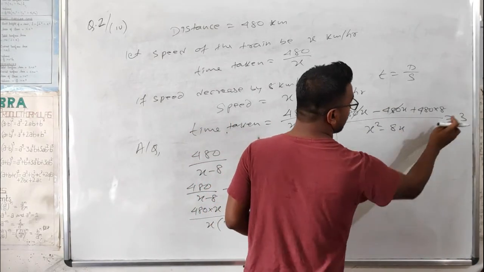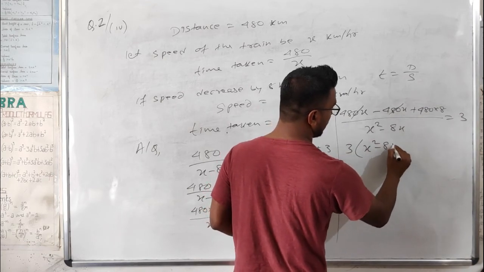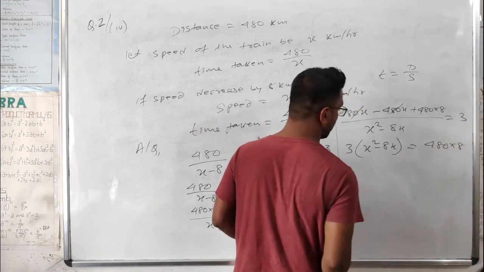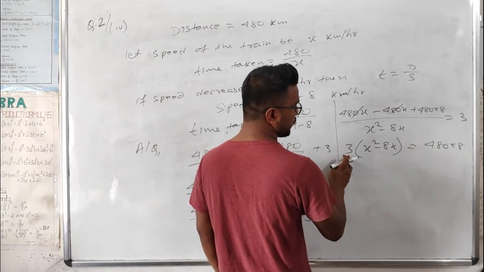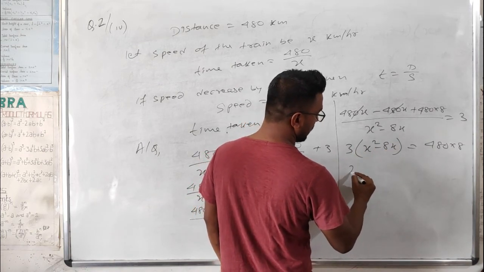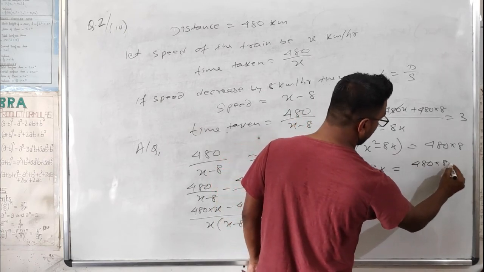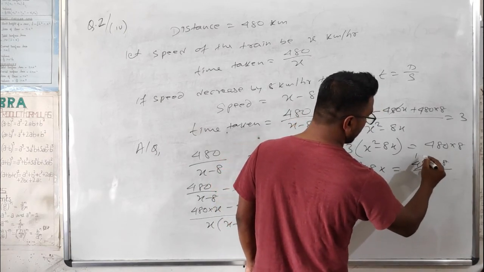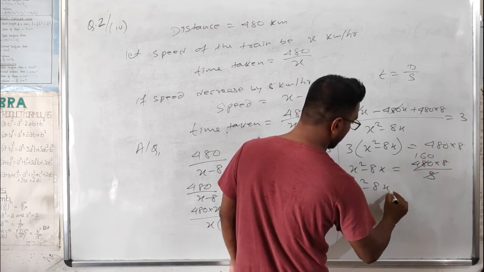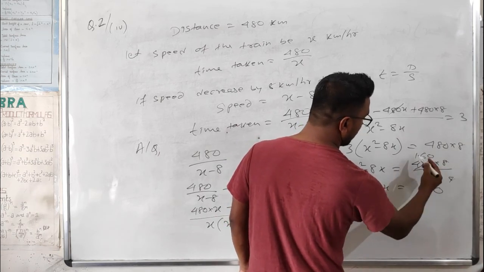So if you take this one to the other side, it will multiply 3x into x square minus 8x, and on the left hand side it will be 480 into 8. Okay, so better we take this 3 to the other side so that it will be simpler. x square minus 8x equals 480 into 8 by 3. If you cancel, 1 and this will be 6, 0. So x square minus 8x equals, if you multiply, this will be 0, 48, 4, this will be 1280.